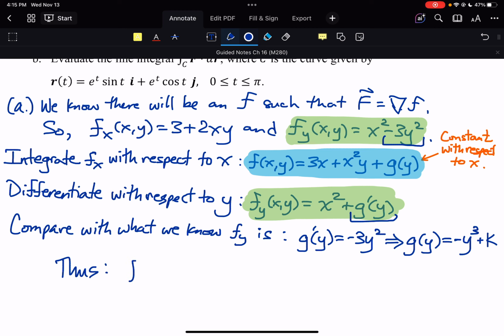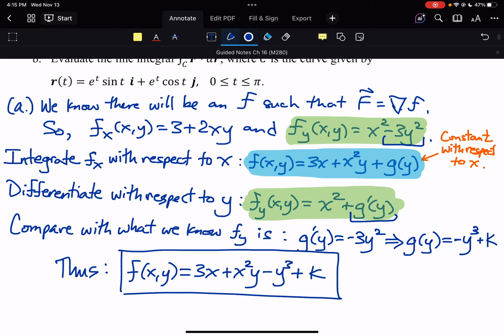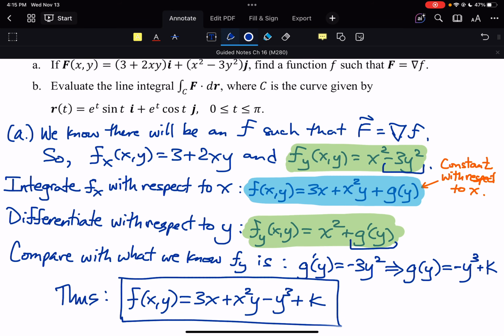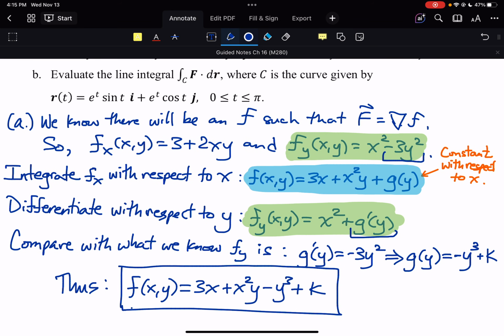So thus, f of x, y is, so we're back to the blue one right here, 3x plus x squared y minus y cubed plus a constant k. And that would be the potential function. That is the function whose gradient is that vector field back up there. Okay, so we showed that the vector field was conservative. That means it is the gradient of something. This is that something that it is the gradient of.